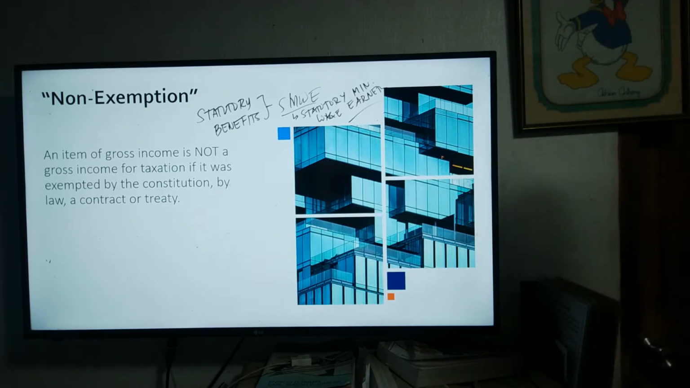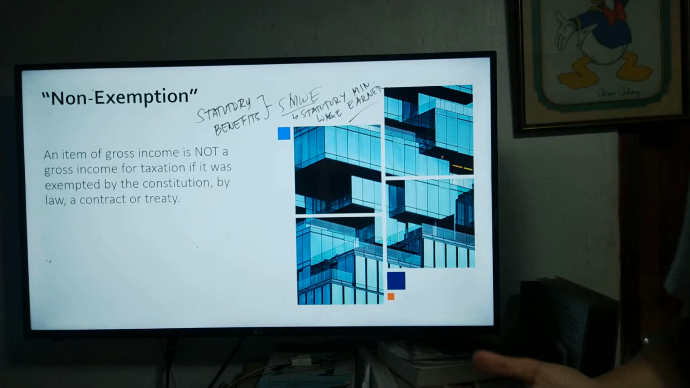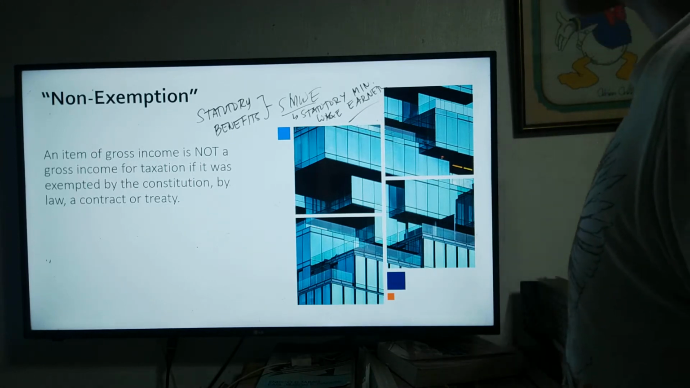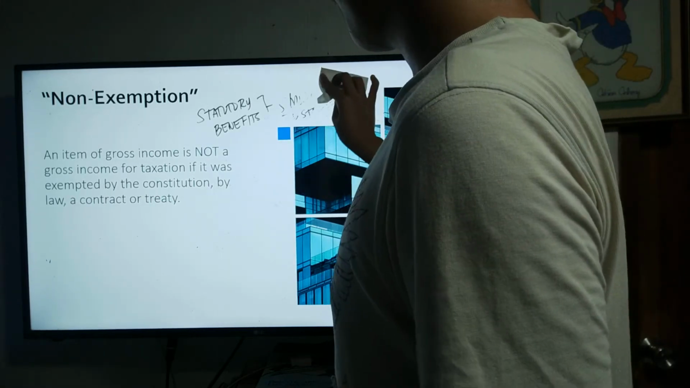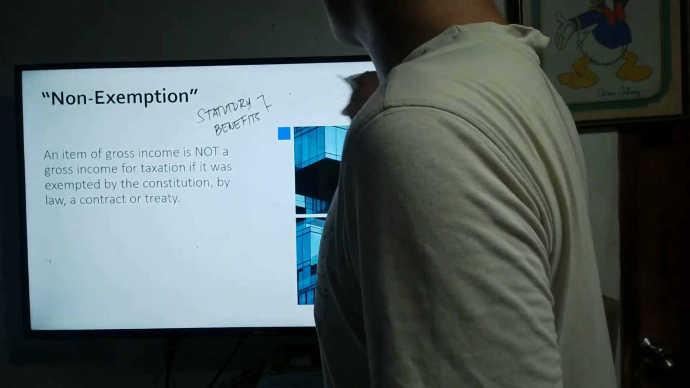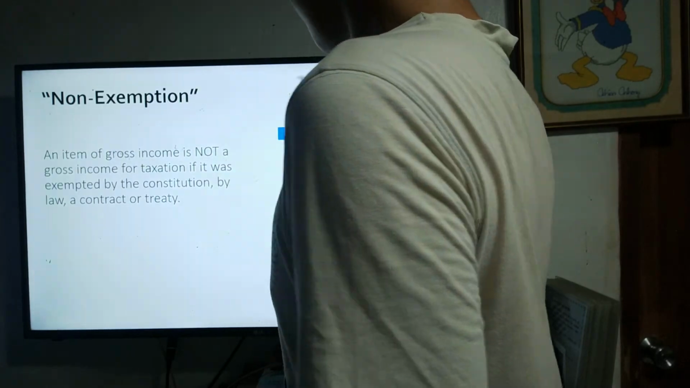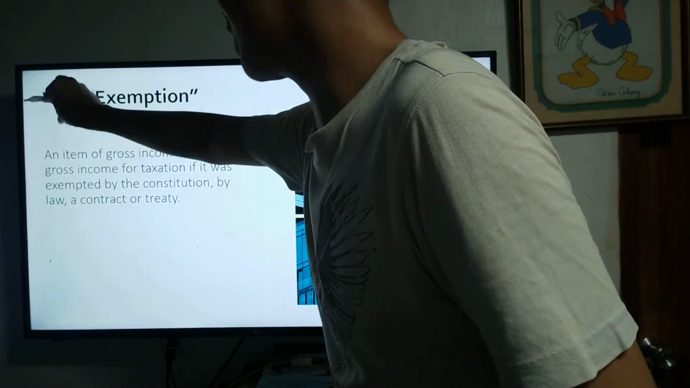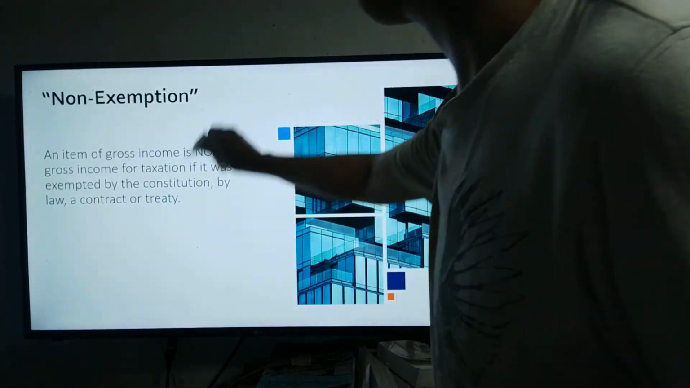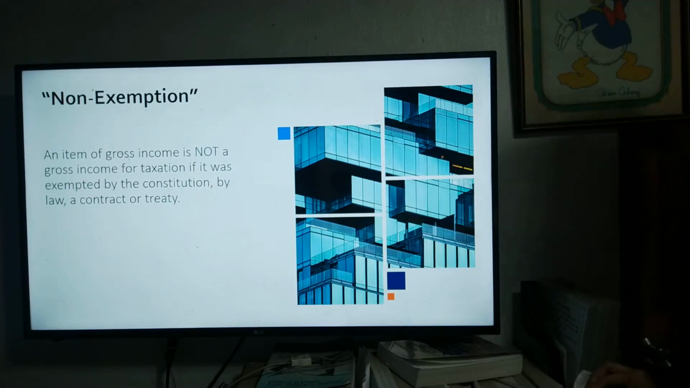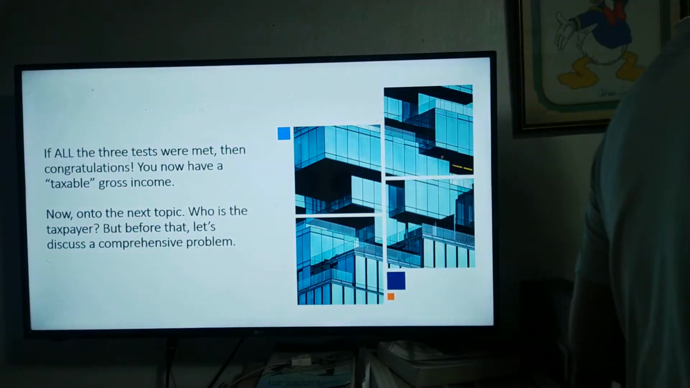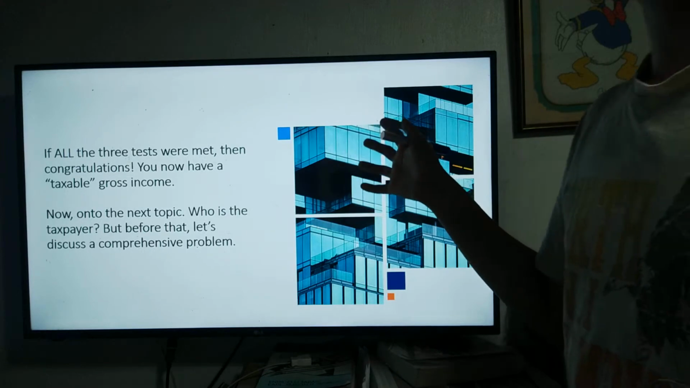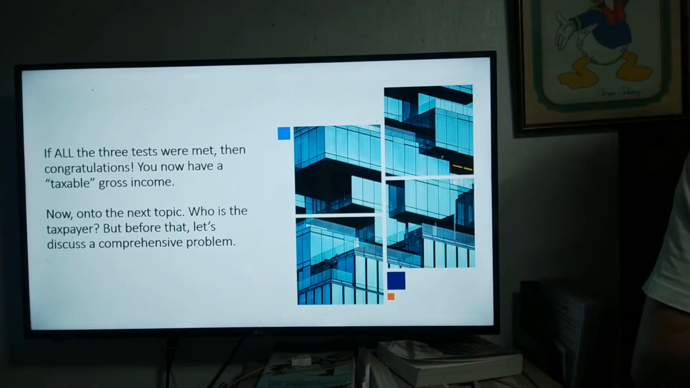Later on, guys, mapag-aaralan natin yung mga specific items of income that should be excluded for taxation purposes. Don't worry. Okay, so yun lang ho, yung third test natin. Ayan. So, we go to our next discussion.